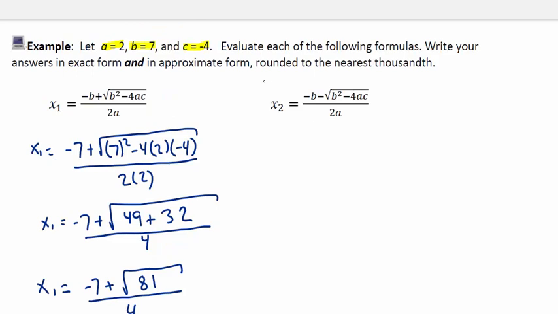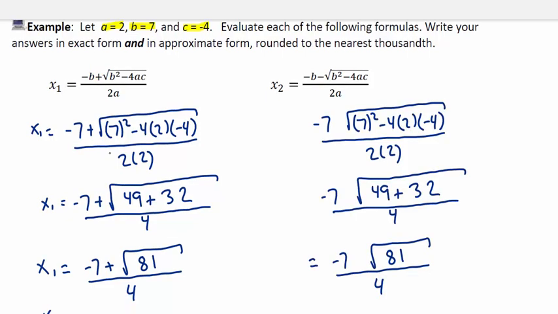Now I'm going to repeat and do the exact same thing, except change the addition to subtraction. So here's all my previous work, and I will change x sub 1 to x sub 2 and indicate that we're doing subtraction now instead of addition. This would have all came out the same, 49 plus 32 over 4, except we'd be subtracting. And this is our second solution.